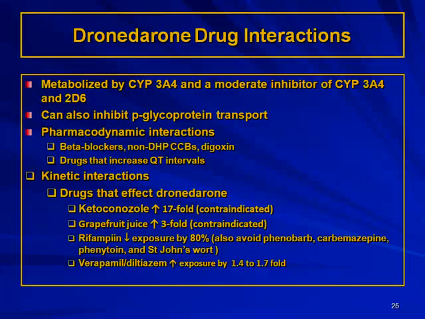Now, there are also some pharmacokinetic interactions, and on slide 25, the same slide we were just on, drugs that affect dronedarone. Ketoconazole, a 17-fold increase, contraindicated. Grapefruit juice, a 3-fold increase in dronedarone level, contraindicated. Rifampin, decreased exposure by 80%. So it actually accelerates metabolism of dronedarone and may make it ineffective.